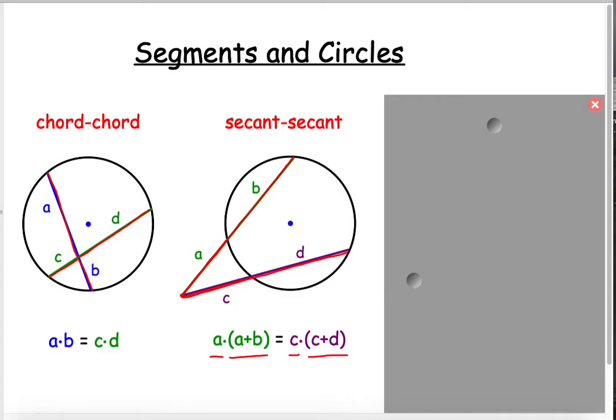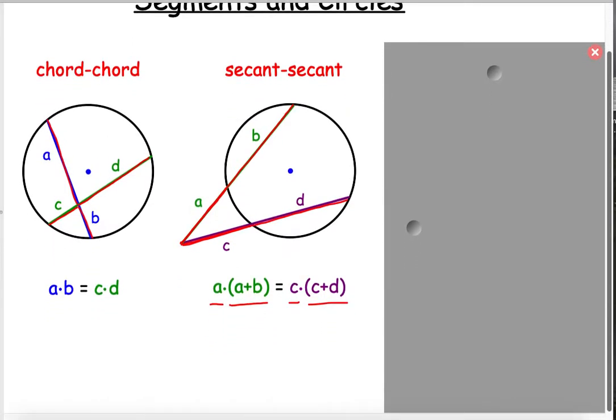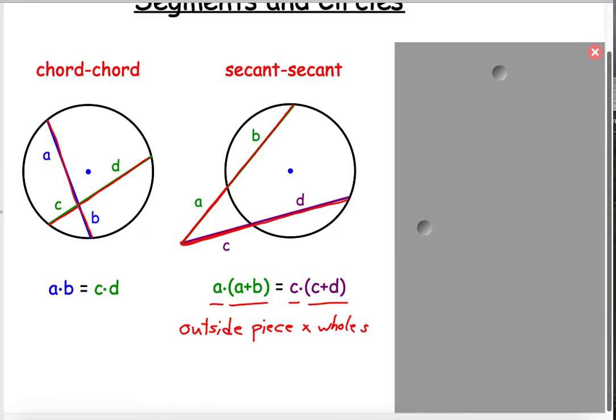So I think it really helps to remember the phrase for this one. I say the outside piece times the whole thing, or the whole secant, equals, and then outside piece times the whole thing. So I'll just use some quotes instead of writing that all again. So the outside piece times the whole thing equals the outside piece times the whole thing.